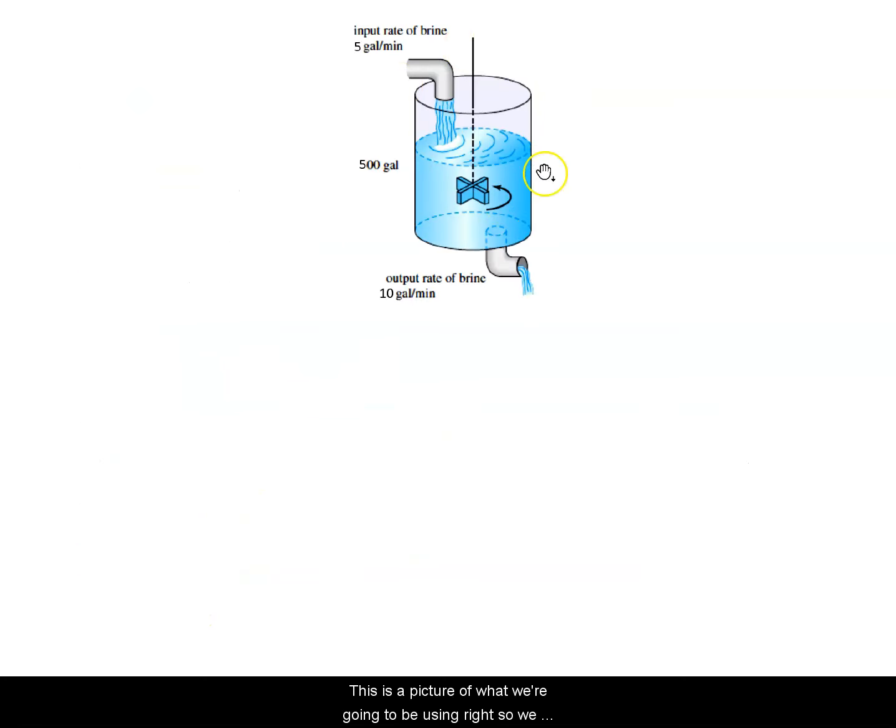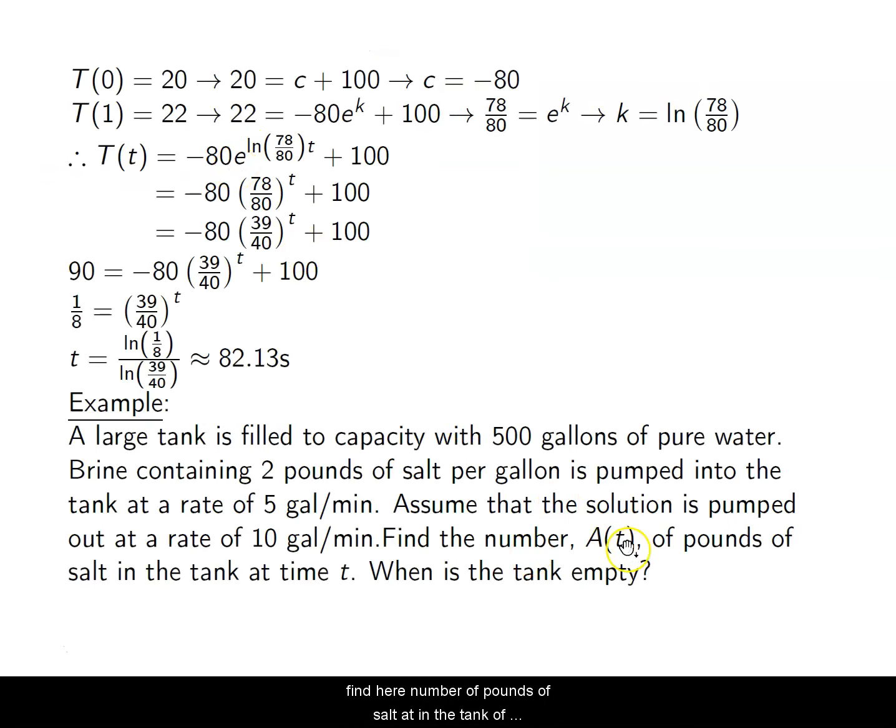So this is a picture of what we're going to be using. We have a 500 gallon tank. When we start off, our initial value is that we are 100% full with pure water, so there's 0 brine solution. So at time 0, the initial value of the function we're trying to find, the number of pounds of salt in the tank at time t, is going to be 0.